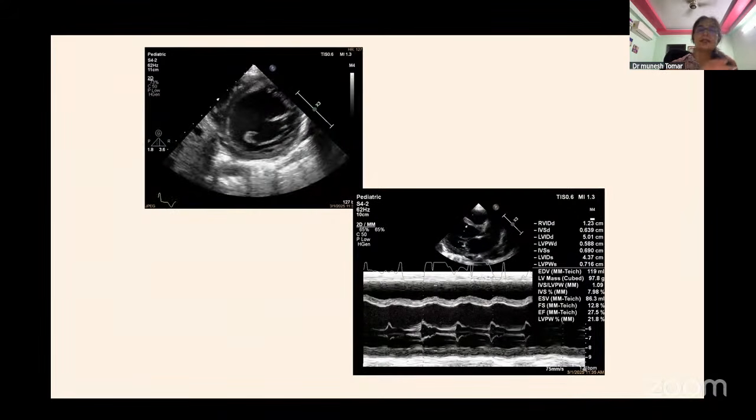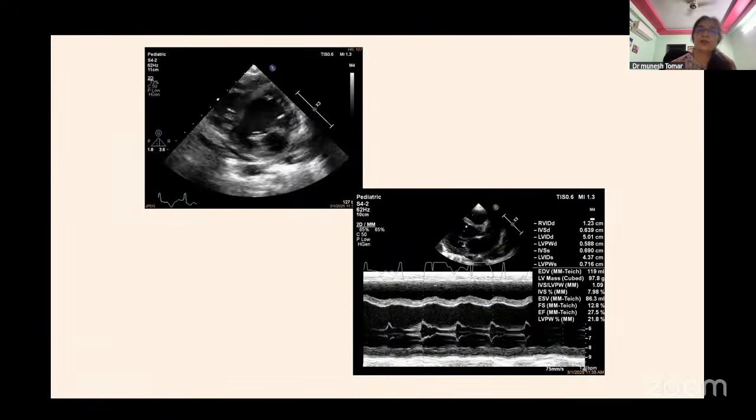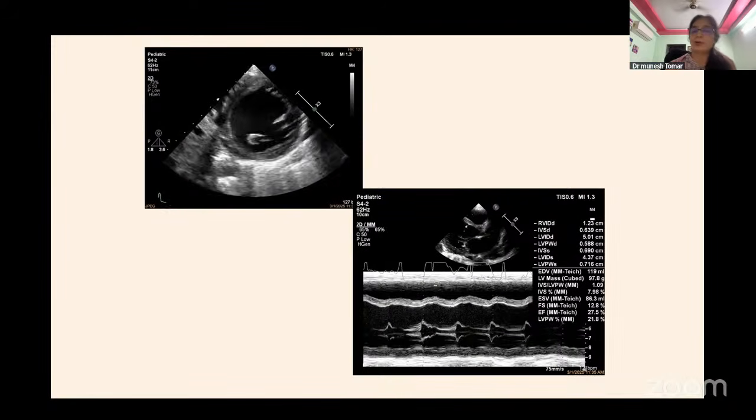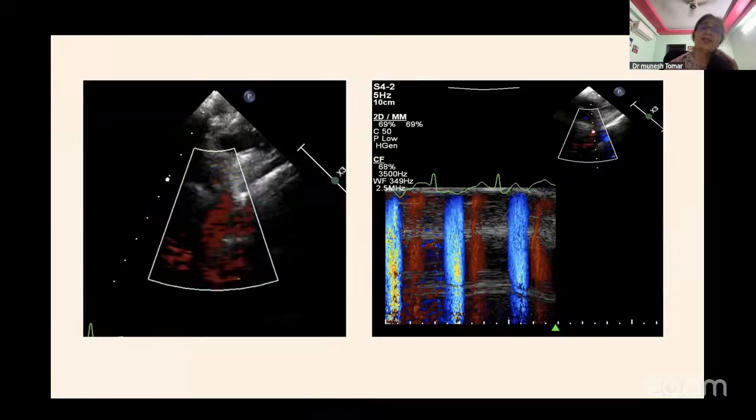And this was a short axis view. You can see how bad the heart is, globular hypokinesia. And on M mode also, the ejection fraction was hardly 20-25%. And this was the descending arch view.